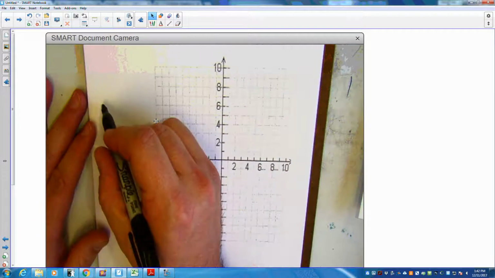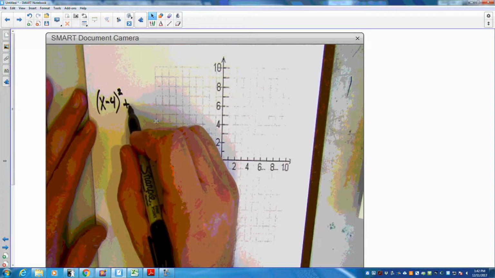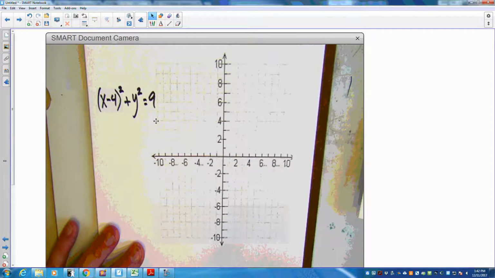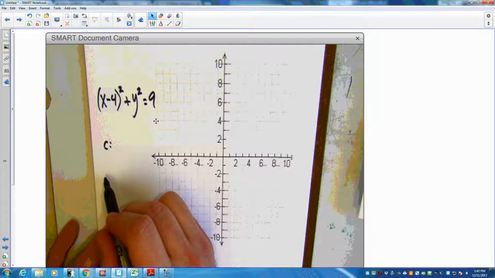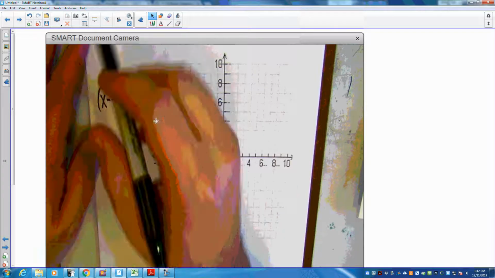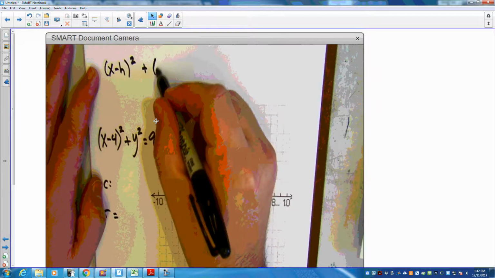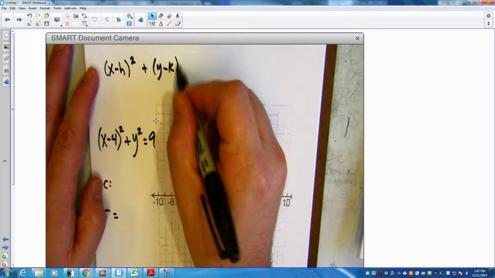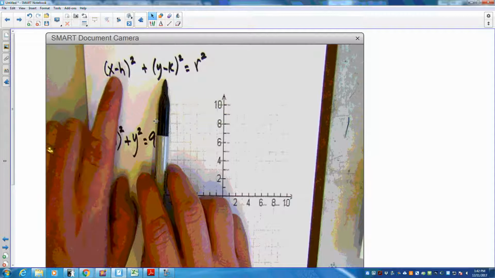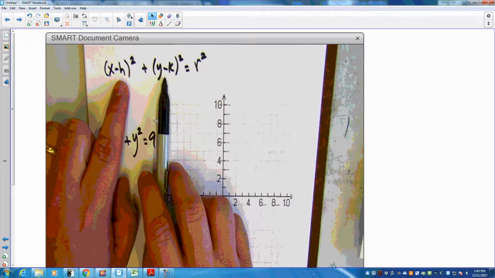Okay, what if I have, let's say, x minus 4 quantity squared plus y squared equals 9. Okay, so let's identify our center, then our radius, then we'll graph it from that. How do you find the center again? All right, let me show you. If I look at my equation here, my center is going to be (h, k). Now notice I didn't say negative h or negative k, did I? I just said h and k, so it's the opposites here.